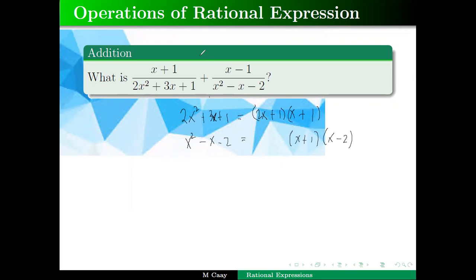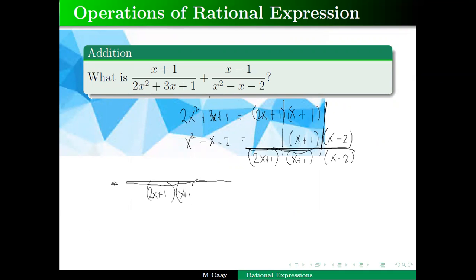Therefore, we'll have to align them all. So I have 3 terms for my LCD: 2x plus 1, x plus 1, and of course, x minus 2. So this will be my LCD now. Either I simplify them or I leave it that way. So I'll just copy that: 2x plus 1, x plus 1, and x minus 2.